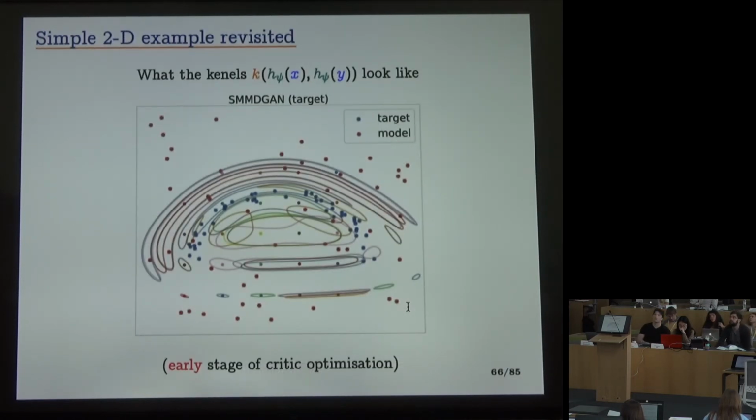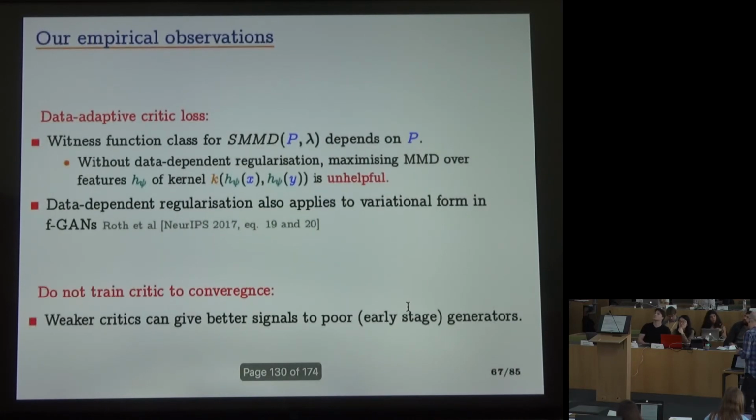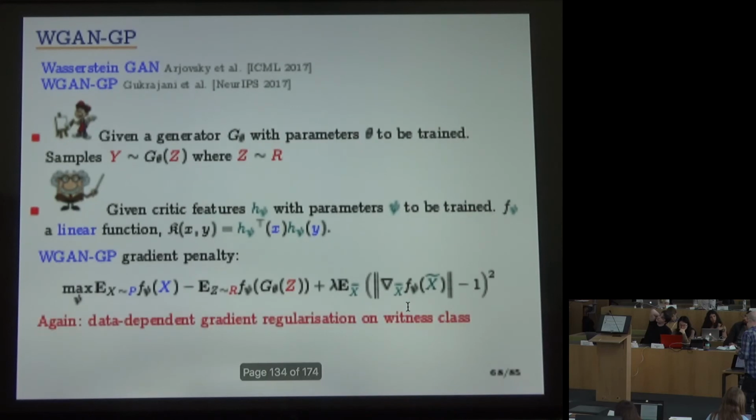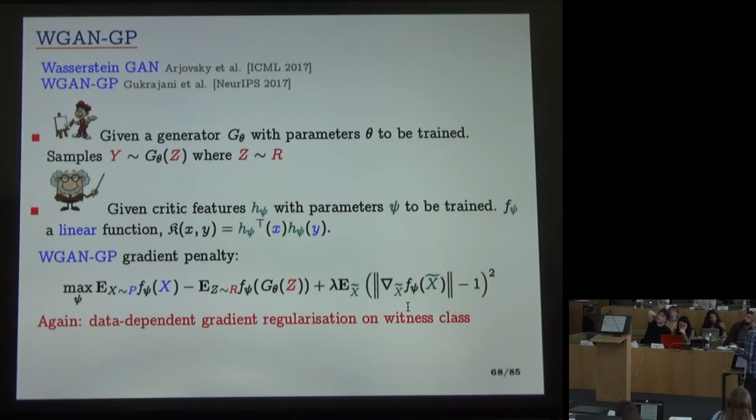Are there any other questions? Okay. So that's what WGAN-GP is doing. It's a data-dependent gradient regularizer on your witness class. And I would argue that's why it works. The data dependency is key.